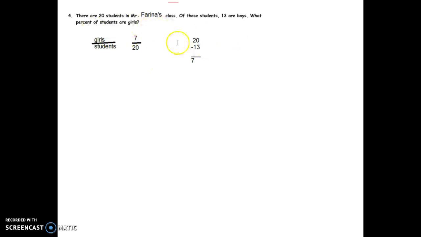Now it says what percent of students are girls? So there's an easy way to do this. We know percents are always out of 100. So 100 is going to be on the bottom. And on top, how do we turn 20 into 100? We just multiply by 5, right? If I multiply this by 5, I'm multiplying this by 5. 7 times 5 equals 35. And 35 over 100 means it's 35 percent. The end.